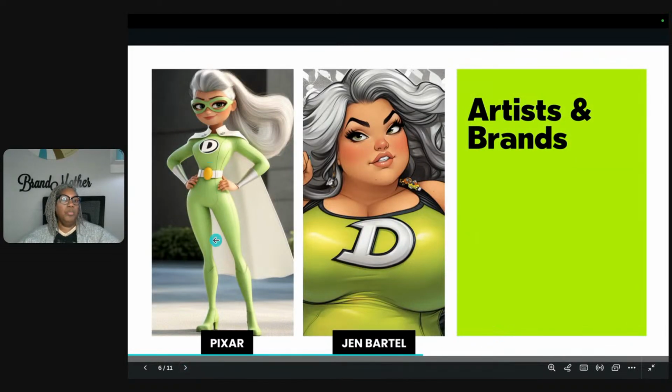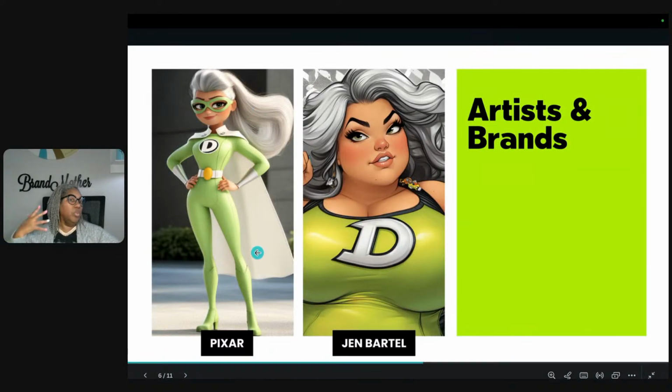And again, here's a Pixar brand. Think The Incredibles, right? That's going to be Pixar. Think Toy Story. That's Pixar. All right. And so that's a brand. Pixar is a brand that you can use in your prompt. And then Jen Bartel is an artist. So you can say "in the style of" as an artist.